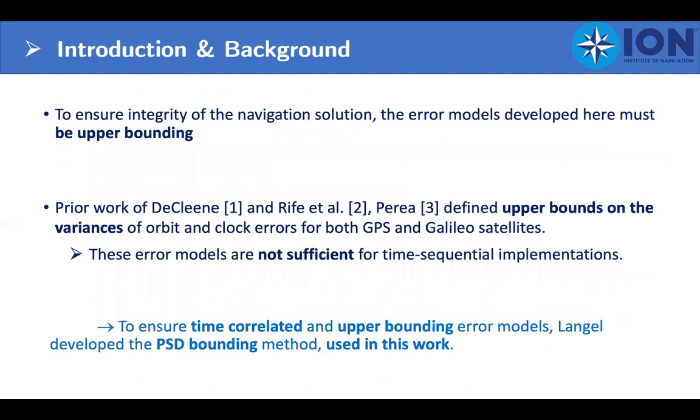And now on top of that, we are interested in safety critical applications. And so to ensure the integrity of the navigation solution, we need to have error models that will be upper bounding of the actual errors. Now in prior work, upper bounds have been derived on the variances of orbit and clock errors for both GPS and Galileo satellites. But these errors were not sufficient since they were snapshot error models. And so they were not good enough for time-sequential implementations.